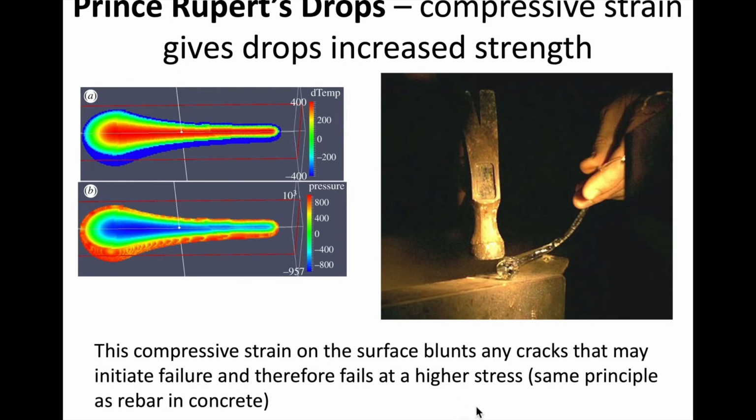So that means that higher stresses have to be applied to that material before it breaks. If you see videos, and I'll try to link the original video in this video, what you can see is that when they test these materials, they're really strong, and you can actually hit them with hammers and they don't break. So these are Prince Rupert drops.